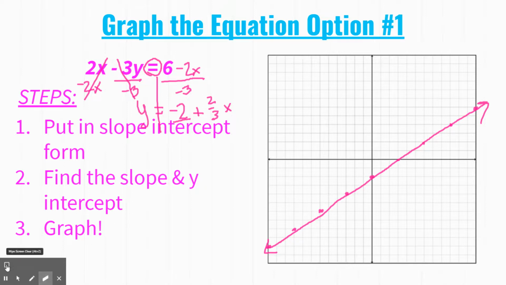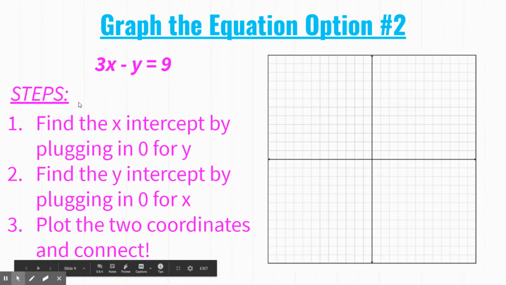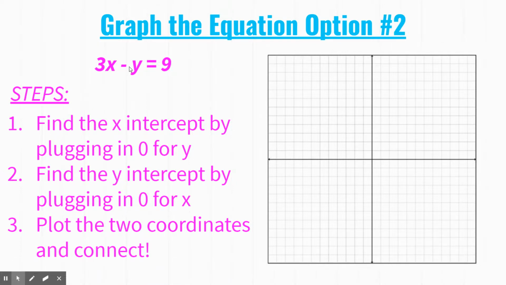All right, let's move on to the second method of graphing. The other way we could do it is we could find the x-intercept by plugging a 0 in for y, and then find the y-intercept by plugging a 0 in for x, and connect the 2 points.